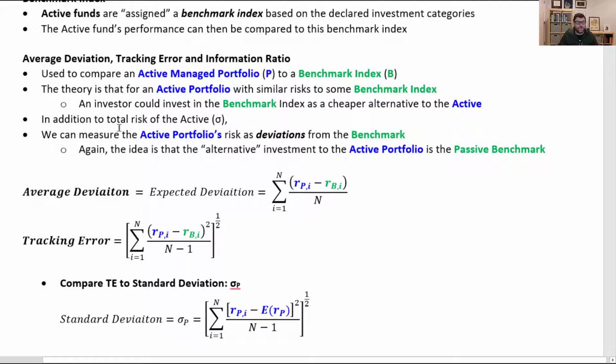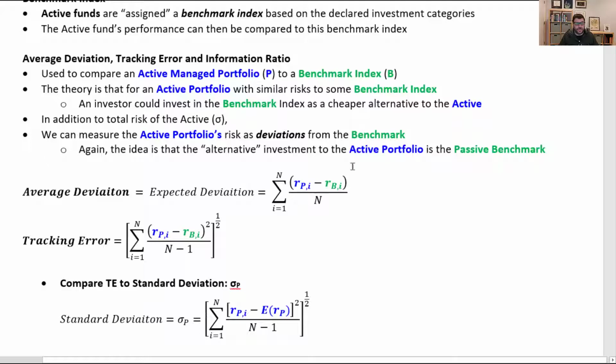In addition to the total risk of the active, we can also measure the active portfolio's risk as deviations from the benchmark. The alternative investment to the active is this passive benchmark, and so we measure not just the total risk of the active, which we could easily do, and we will do, but in addition to that, we measure the risk relative to the benchmark. And we'll see why this is important in a minute.